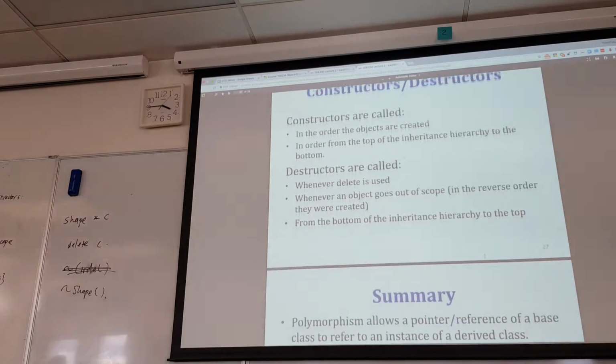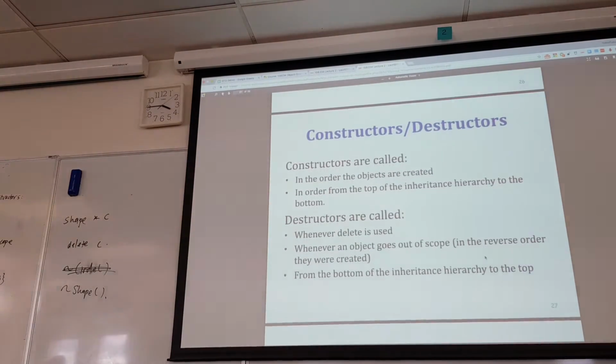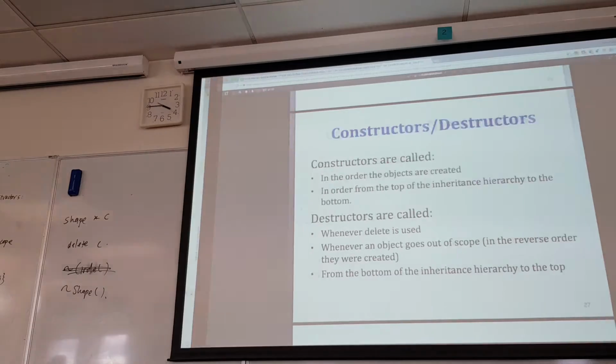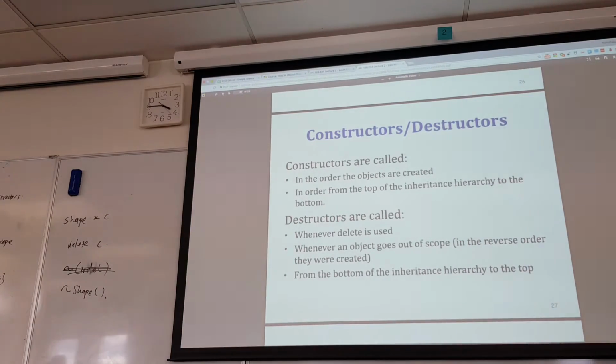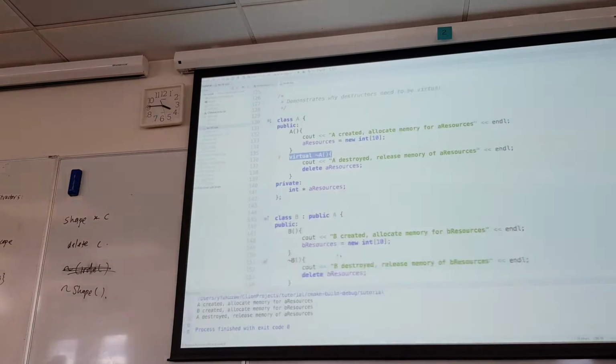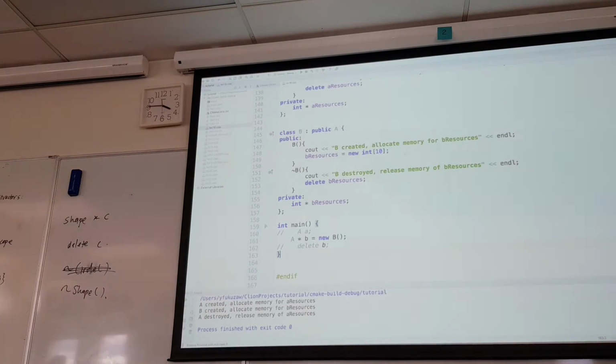Right, this is probably some summary. So the constructors are called from top to bottom, and the destructors are called from bottom up. The destructor will not be called automatically if the object is dynamically allocated like this. In this case, if I don't delete B, the destructor will never be called. So the memory, when the program goes out of scope, the operating system will still reclaim.